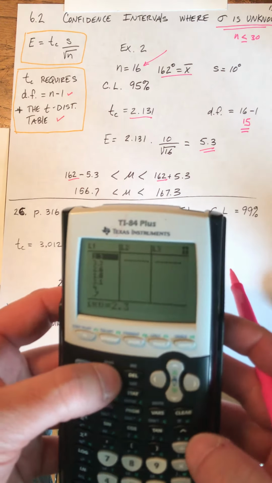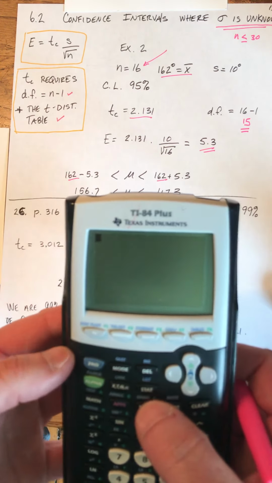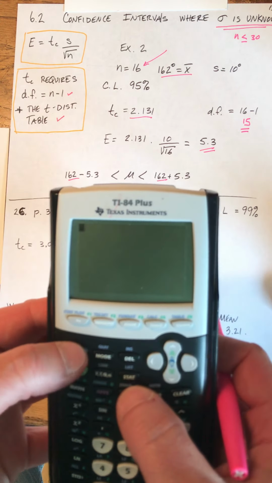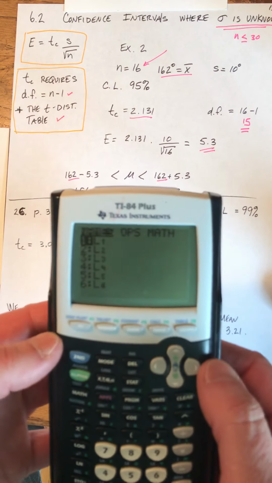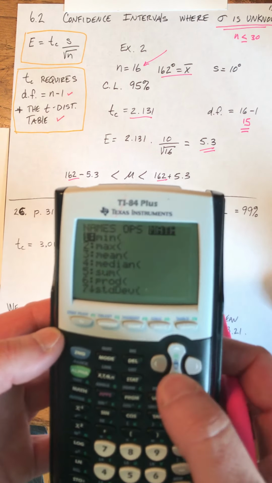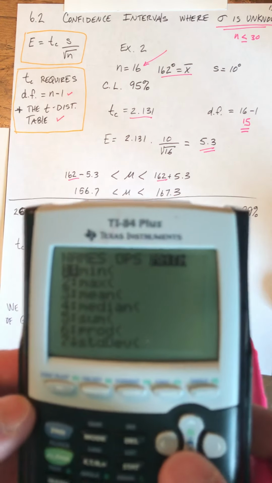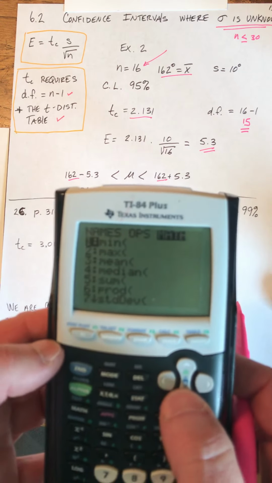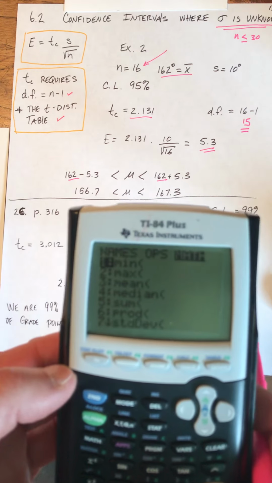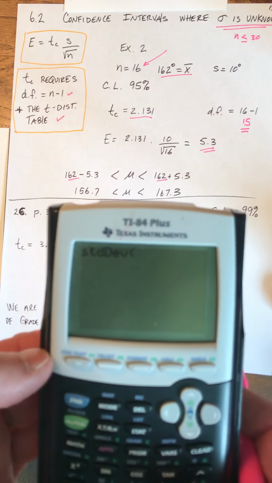Then I go second quit to go back to my main screen. And let me show you how easy it is to work with this if you have this calculator. Write this down if you don't know the keystrokes. Go second list, because I want to do some math with my lists, so I go over to math. I'm going to go down to number 7, which says standard deviation. So I'll just hit 7, or you could scroll down to 7 and hit enter.